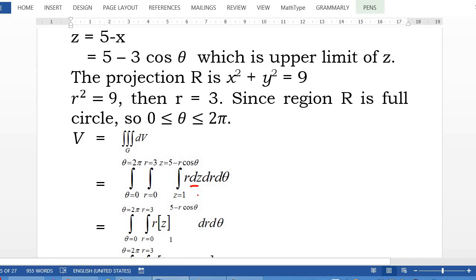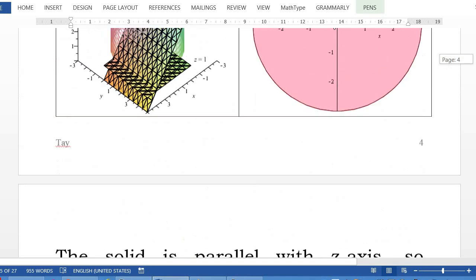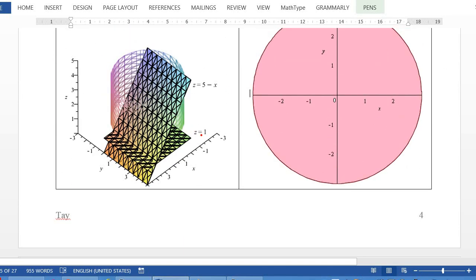So for dz, you need the limits for z. The lower limit is the lower surface, z equal to 1. The upper limit is the upper surface, which is z equal to 5 minus x.